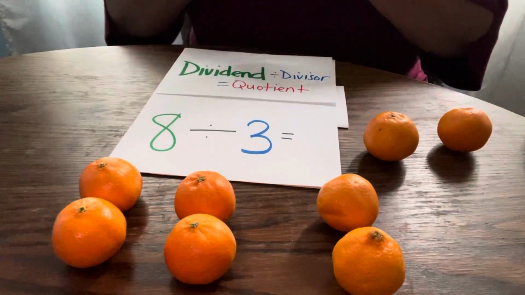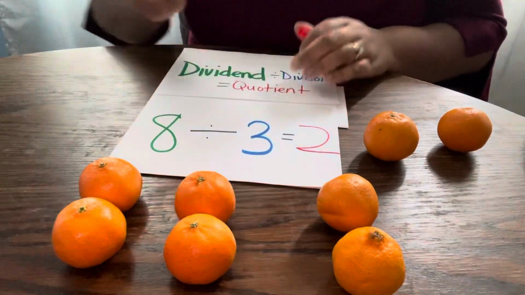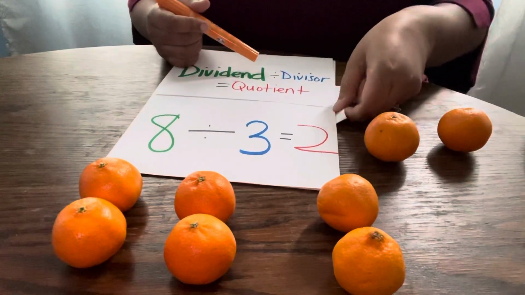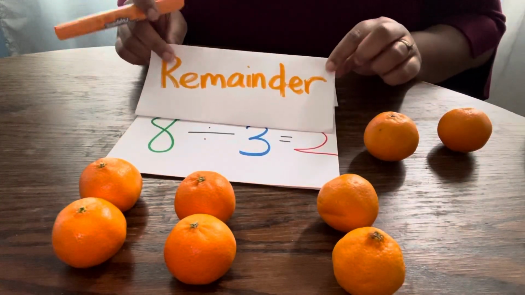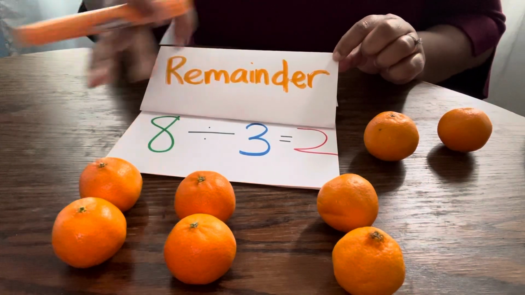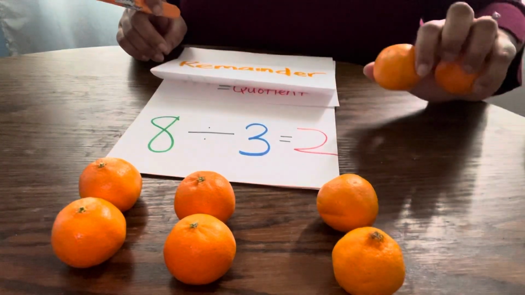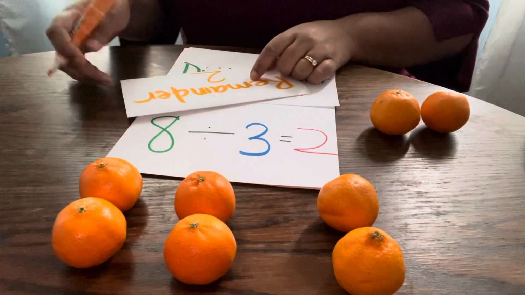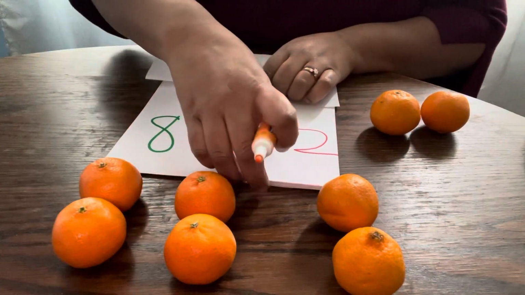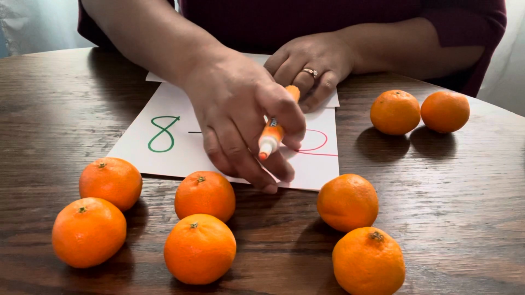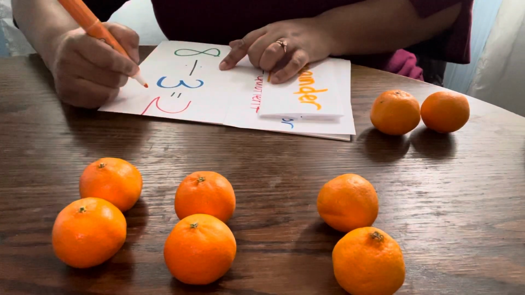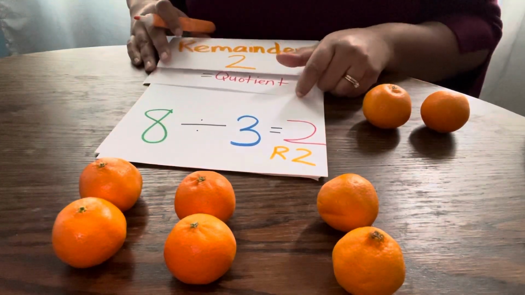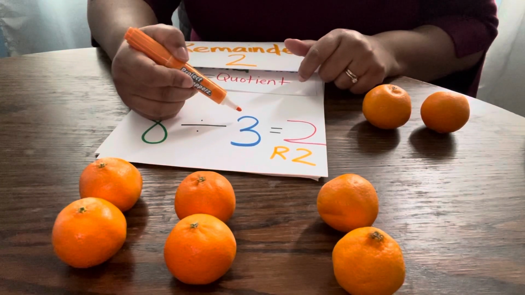So my quotient here is going to be 2. I'm going to try to make a 2 upside down. All right, I did it. And we have something called a remainder that I wrote in orange. Remainder, orange, because tangerines. So I've got 2 left over. That's my remainder. So my remainder here is going to be 2. So in this case, my quotient is 2, but my remainder is also 2.